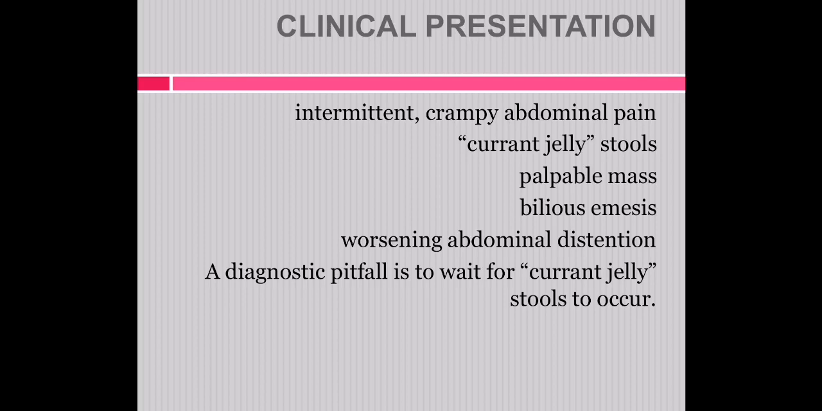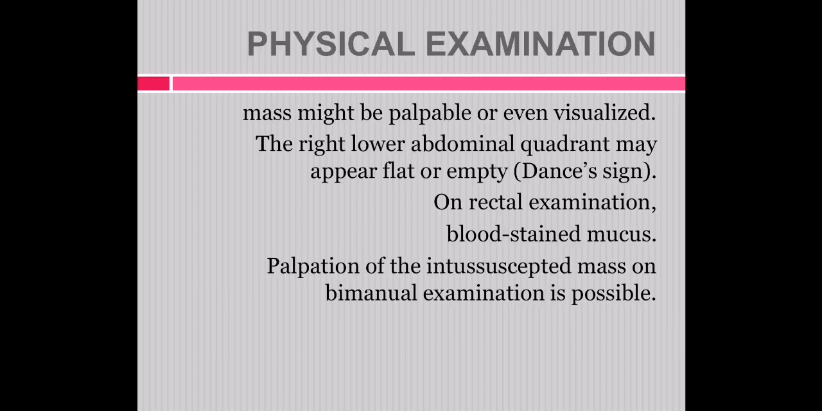Initially, intermittent abdominal pain with vomiting will progress to the baby developing lethargy and bleeding per rectum. Bleeding per rectum means ischemia and mucosal slough have occurred, and it is a delayed sign. So it is a pitfall to wait for currant jelly stool to occur to diagnose a case of intussusception.